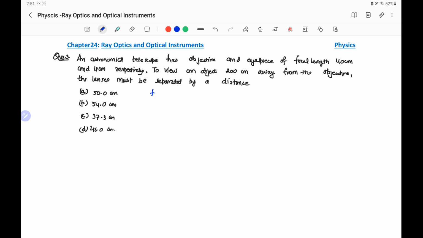It is given that the focal length of the objective is 40 centimeter. The astronomical telescope uses both lenses as convex lenses, so their focal lengths will be positive. The focal length of the eyepiece is given as 4 centimeter, and the distance of the object from the objective is 200 centimeter. If we draw the figure, say this is the objective which has the focal length 40 centimeter. From the optical center of this lens, there is an object O which is at a distance of 200 centimeter.